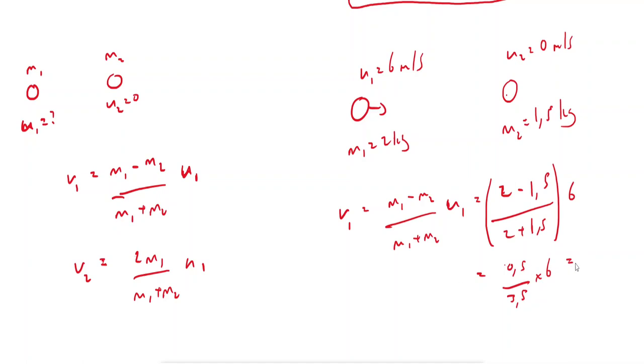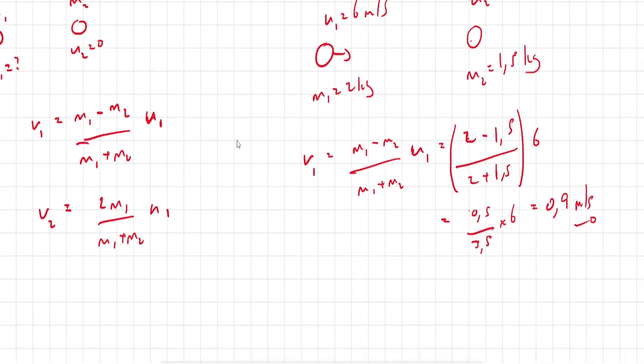Okay, so this is going to be 0.9 basically. Let's just say it's going to be 0.9 meters per second. It's going to go to the right, which means afterwards V1 is going to continue to the right. I'm definitely sure even U2, the second one, is also going to continue to the right.